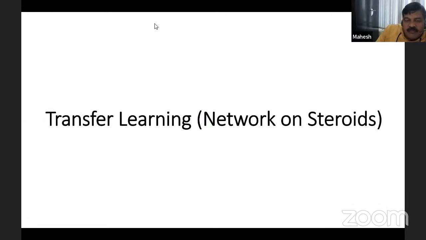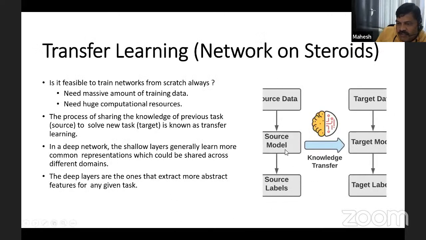Then next is transfer learning. It is called a network on steroids. Now during COVID we have heard this word steroids. Steroid means energy boosting, something ready-made that will cure. So that's why some people are using this term for transfer learning. Already something is ready, so this is the ready one. We just transfer this for our problem.